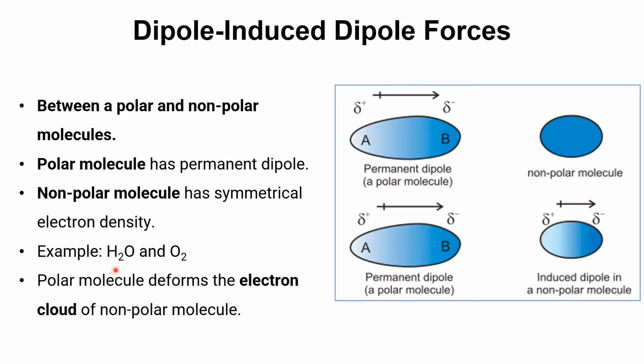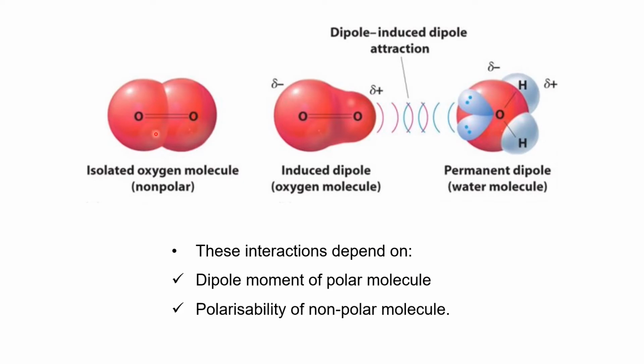The example is a mixture of water and oxygen, where the water molecule has a permanent dipole and the oxygen molecule is non-polar. So the dipole of the water molecule will induce a dipole on the oxygen molecule. As you can see here, this is an isolated oxygen molecule, a non-polar molecule, but when it comes in contact with a water molecule which has a permanent dipole, this delta negative charge deforms the electron cloud of the oxygen molecule and induces a dipole. So a delta positive charge is induced here and a delta negative charge will be induced on the other end of the molecule.